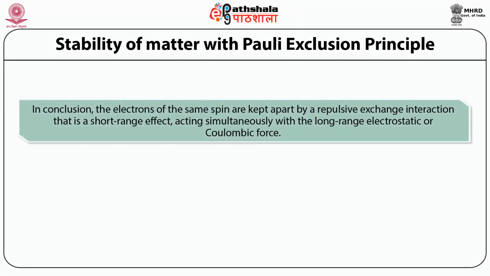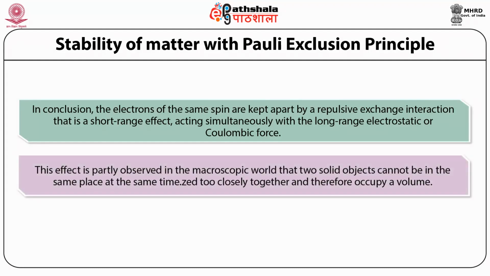In conclusion, electrons of the same spin are kept apart by a repulsive exchange interaction, which is a short range effect acting simultaneously with the long range electrostatic or Coulombic force. This effect is partly observed in the macroscopic world, in that two solid objects cannot be in the same place at the same time.